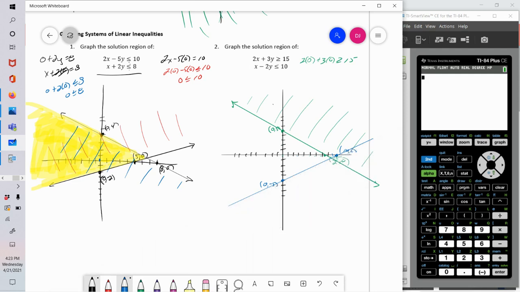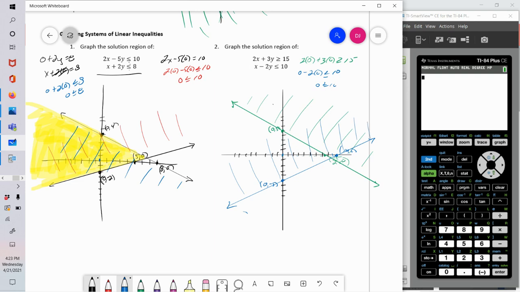And so now that line is going to look like this. We really should put arrows on the end. And then if I pick my origin, am I going to shade toward my origin or away? 0 minus 2 times 0 is less than or equal to 10. Is that true? Yes, 0 is less than or equal to 10. So in this case, I'm going to shade toward my origin.